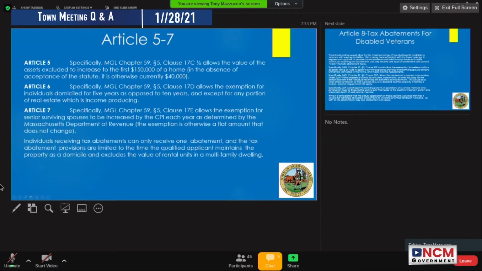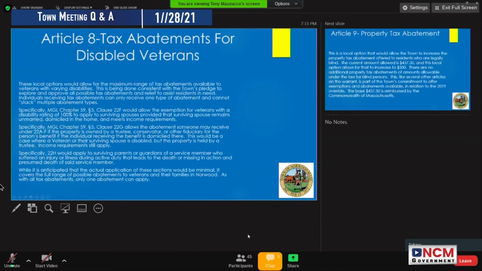Other questions on articles 5 through 7? All right, we can always come back to them because article 8 is a much similar series of local options that just expand the ability for tax abatements for disabled veterans and surviving spouses. So as you read through these clauses, 22F, 22G, and H, these are very narrow categories. But again, our approach was, let's take the whole run of every exemption and every abatement we can offer and put them all on there.